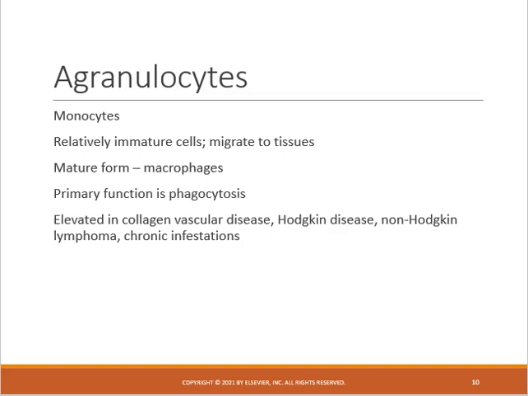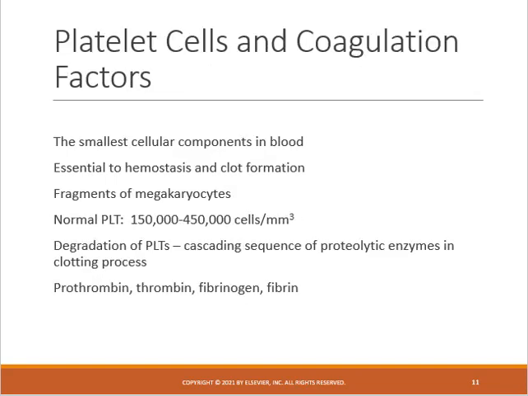And last, the monocytes. They're relatively immature cells. In their mature phase, they're macrophages. Their primary function is phagocytosis, and they serve as backup for granulocytes.